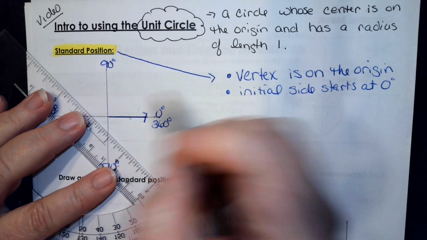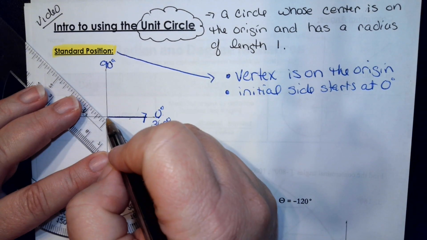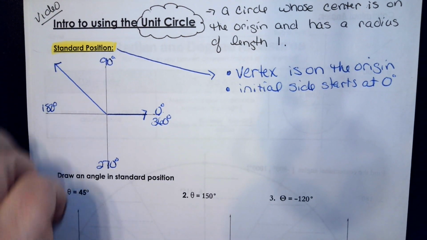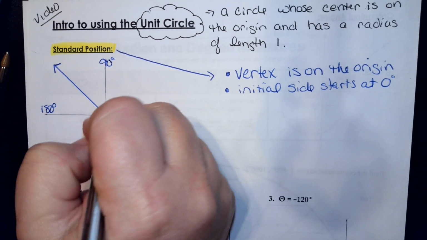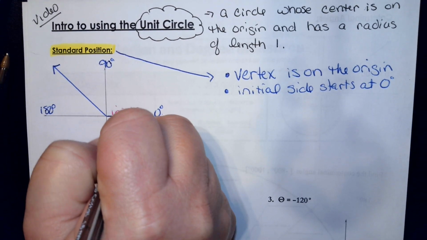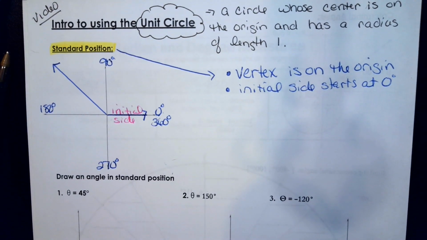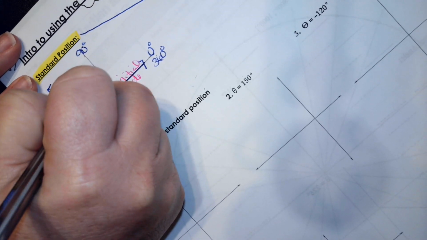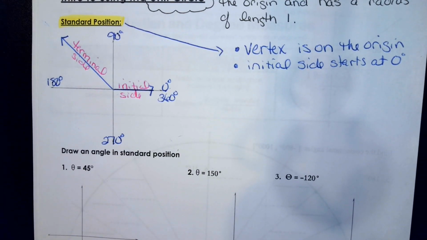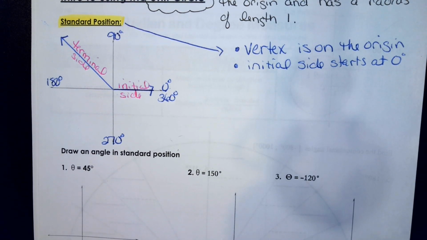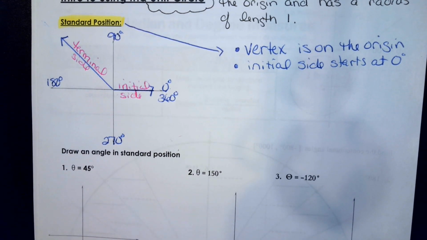Alright, so your initial side starts at 0 degrees, and then your terminal side is going to be this right here. So this is your initial side. And this side right here is your terminal side. Alright, so think about the root word of terminal. Root word of terminal is terminate. And we know that terminate means it comes to an end. So this is where the angle comes to an end.